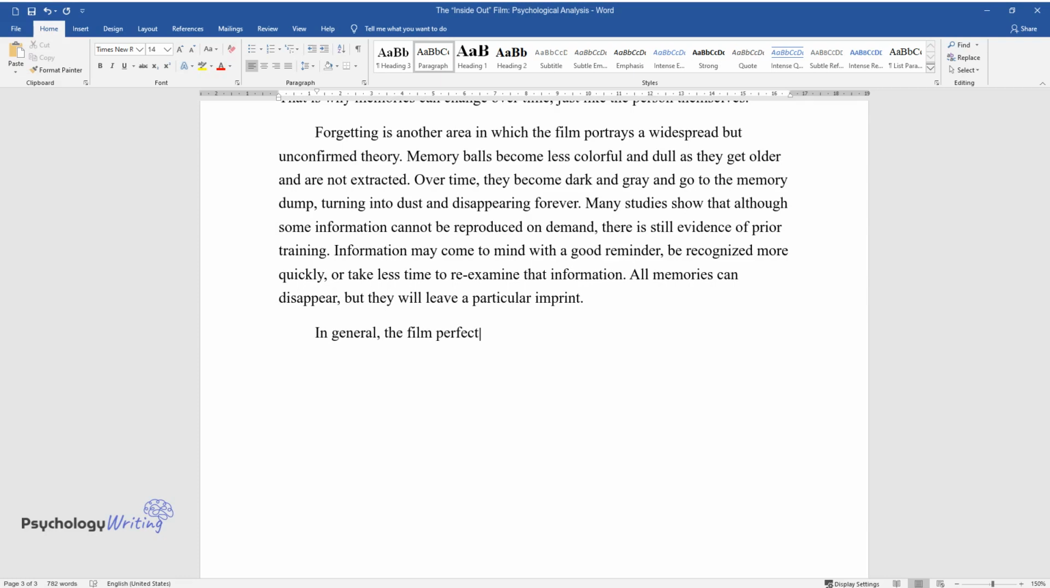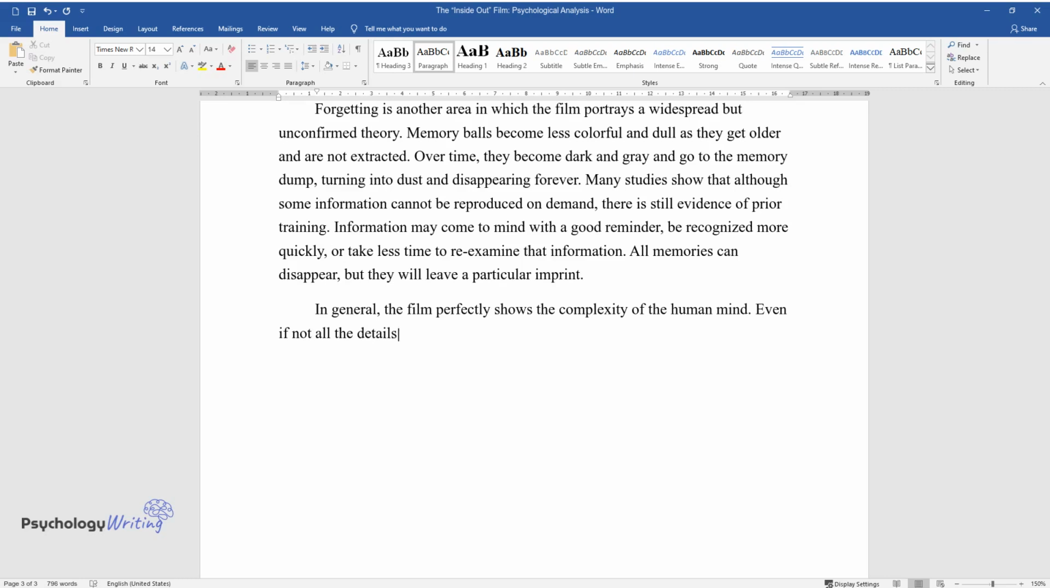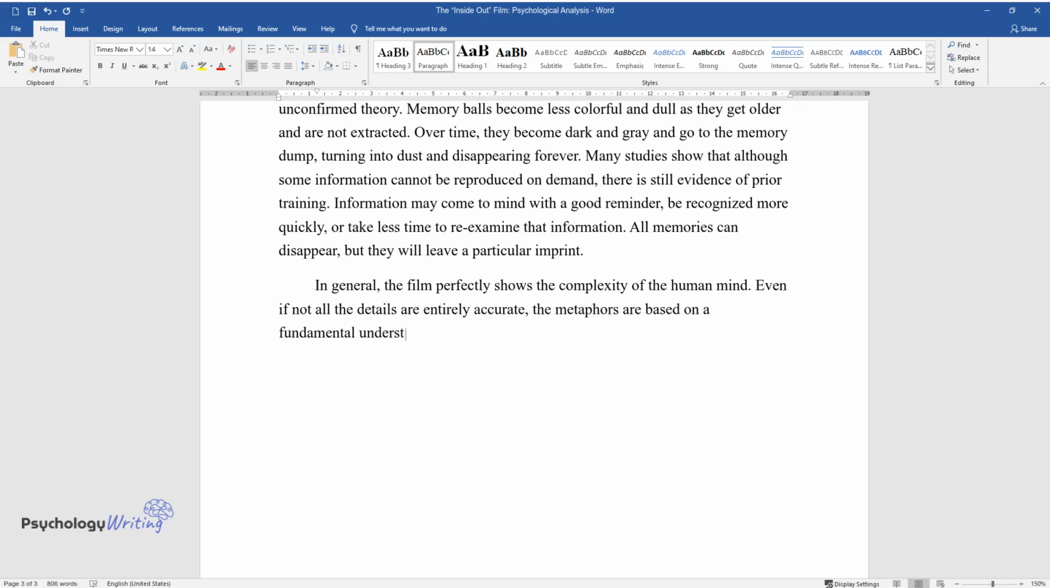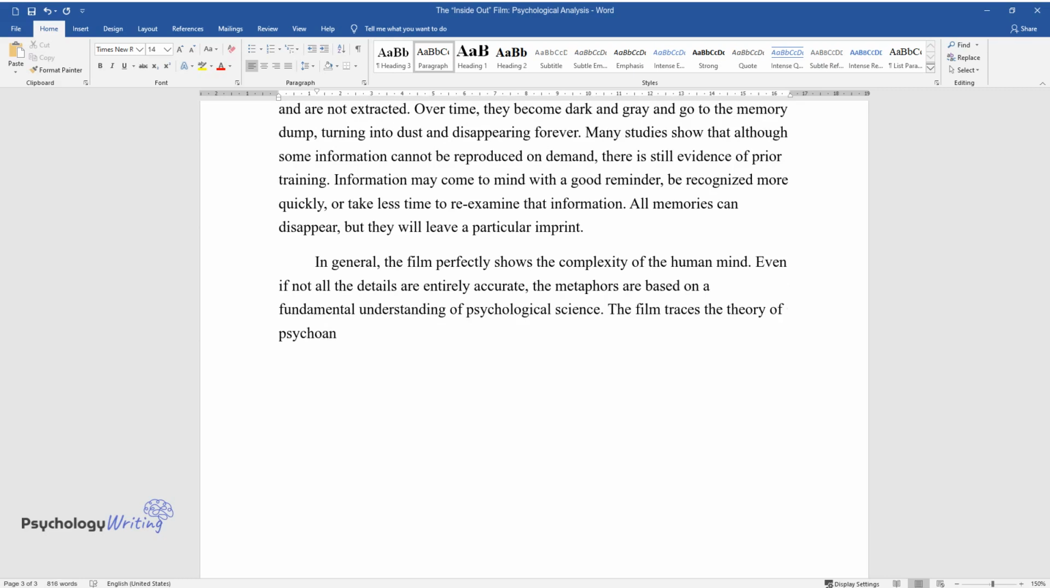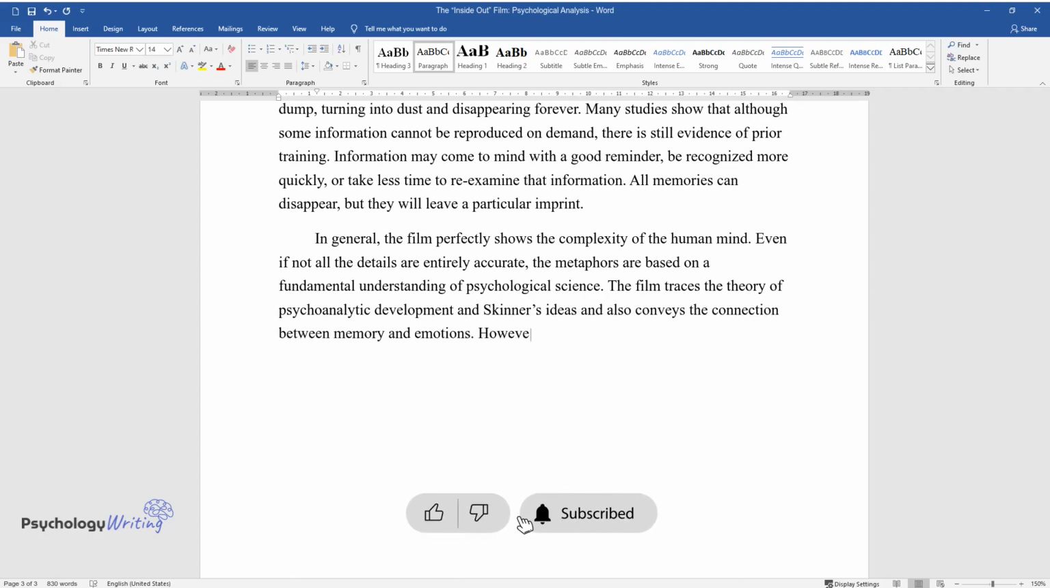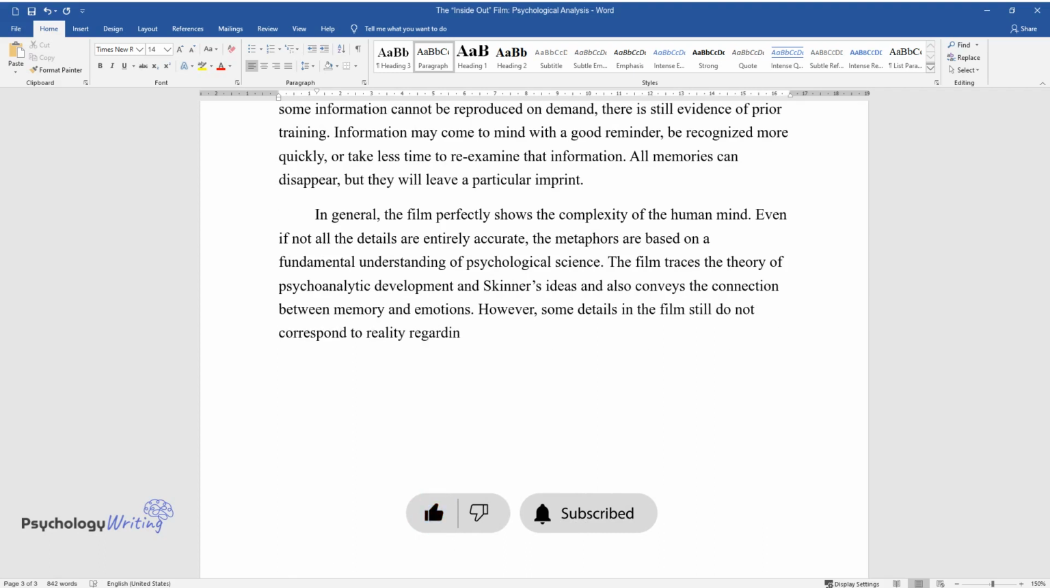In general, the film perfectly shows the complexity of the human mind. Even if not all the details are entirely accurate, the metaphors are based on a fundamental understanding of psychological science. The film traces the theory of psychoanalytic development and Skinner's ideas and also conveys the connection between memory and emotions. However, some details in the film still do not correspond to reality regarding memory.